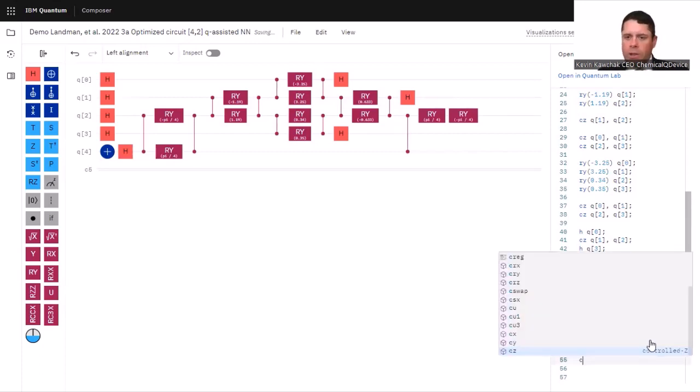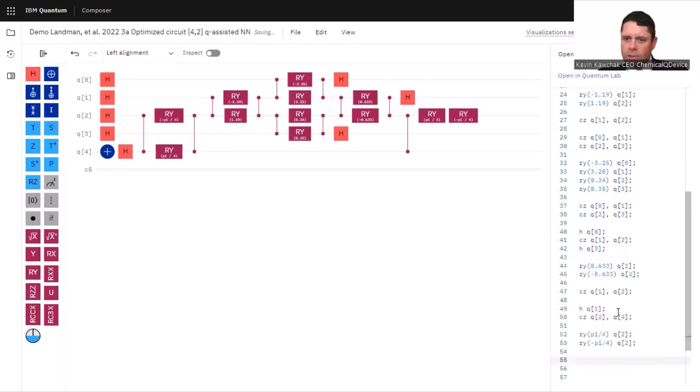And then there's another CZ. Actually, I can do this. The last CZ is the same. Oops. Copy, and then here, and then we got some H's. H at Q2.